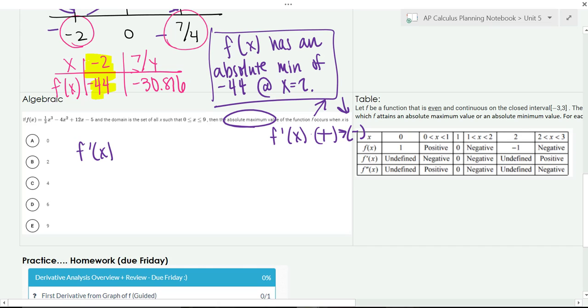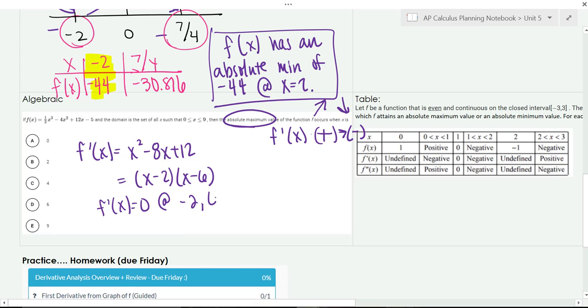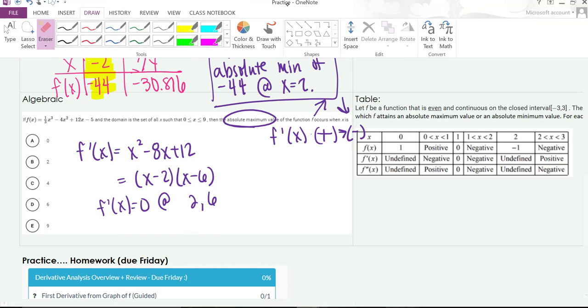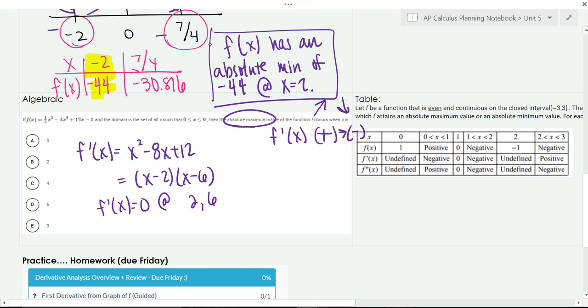So f prime of x equals, take that derivative. We have x squared minus 8x plus 12. Oh, nice and easy factor. Love this. x minus 2, x minus 6. So I'm checking. I know that f prime of x equals 0 at +2 and +6. All right. Remember from last night, if you were on a closed interval, you also have to check those endpoints.